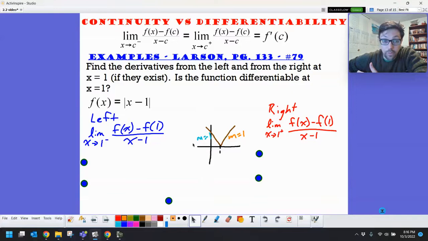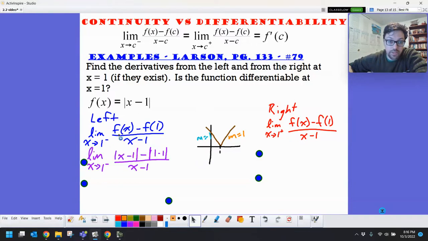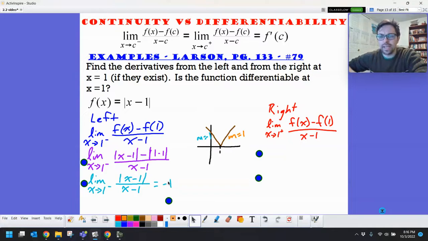In this example, we're trying to figure out, using our left and right-hand derivatives, can we be differentiable at this point? So we check left and we check right. Starting from the left, we've got this absolute value expression. So we put in our 1 and think about what's going to happen as we use values that are less than 1. So x minus 1, we get 1 minus 1, which is just going to be 0. Absolute value of 0 is 0. Now I'm going to say that this is negative 1.